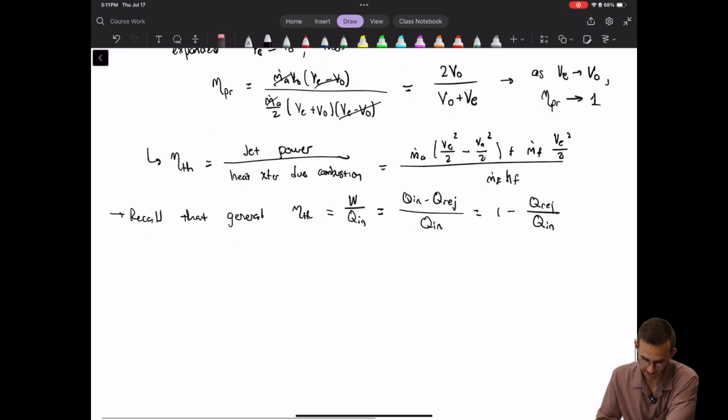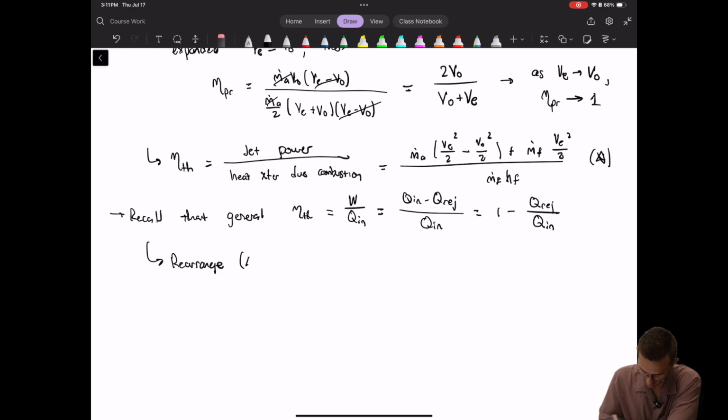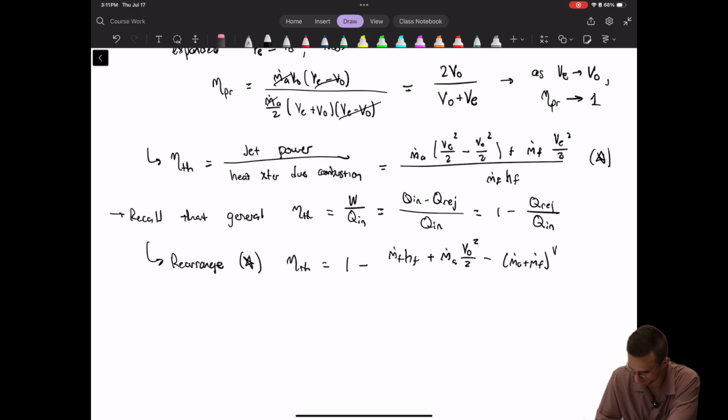And what we can do is rearrange our thermal efficiency to look like this. Let's call this star. So we rearrange star, and we get eta thermal is equal to 1 minus [m dot f HF plus m dot a V naught squared over 2 minus the quantity m dot a plus m dot f VE squared over 2] all divided by m dot f HF.